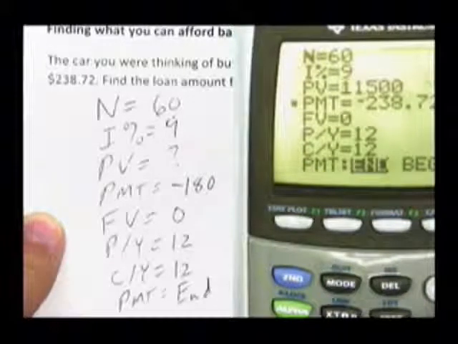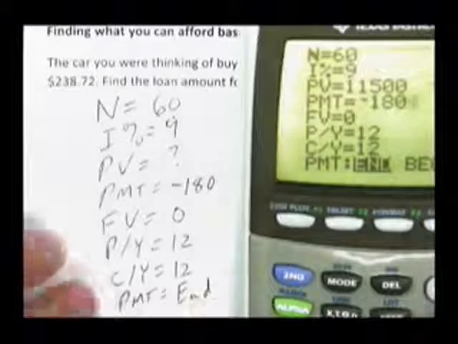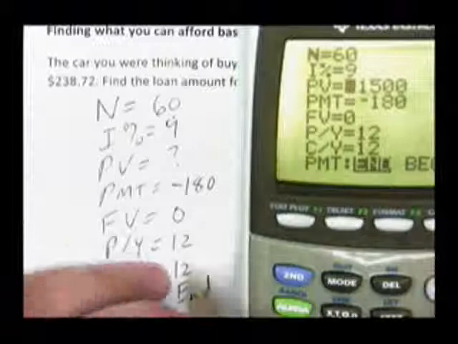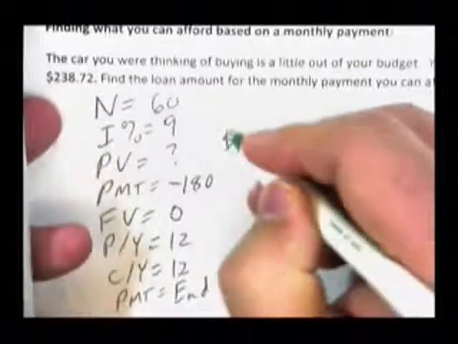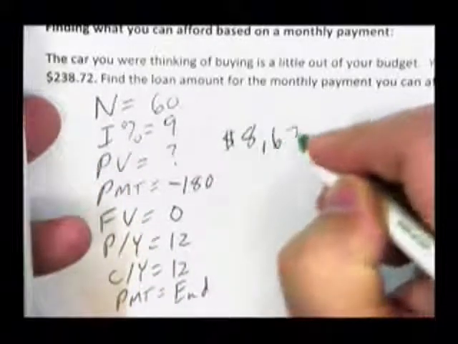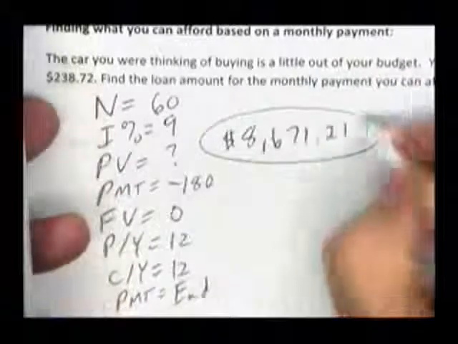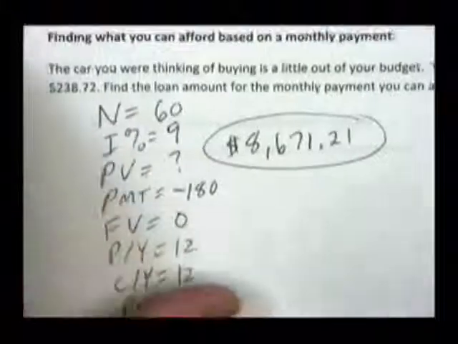I don't know the present value. I'm going to plug in a payment of $108. I want to get down to 0 monthly. So now I'm going to go up to present value, and I'm going to hit enter and solve, and it says I can afford an $8,671.21 car or loan. All right. So once you have it in there, you can do a lot of different things and ask a lot of different questions.